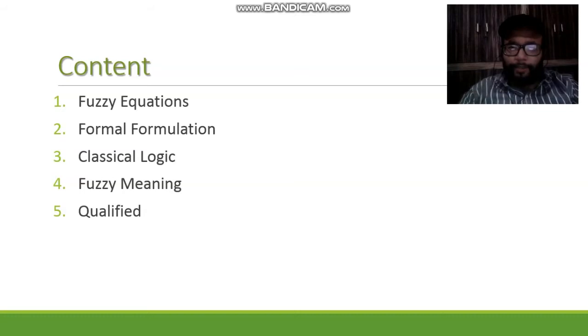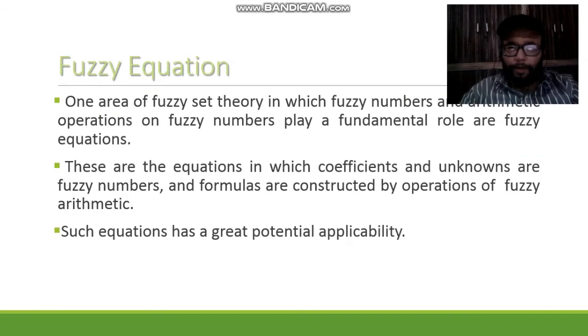The first one is the fuzzy equation, second is the formal formulation of the equation, third is the classical logic, next is fuzzy meaning, and what do you mean by qualified, because we have to infer something from this qualified term. Okay. We'll start with the fuzzy equation.